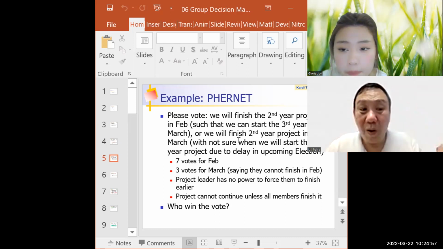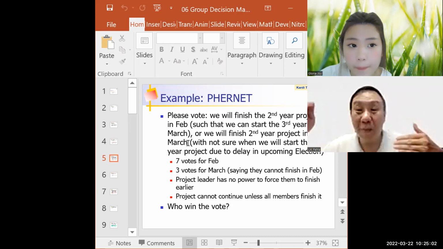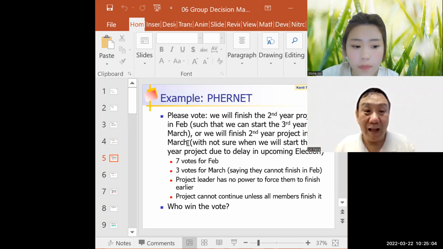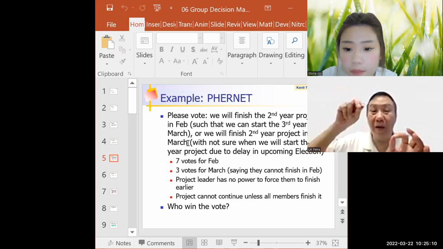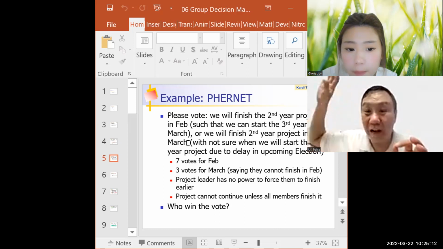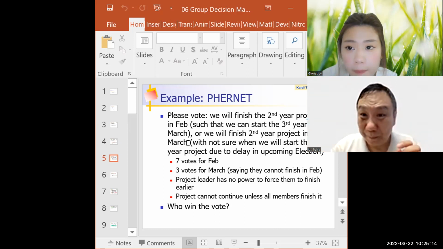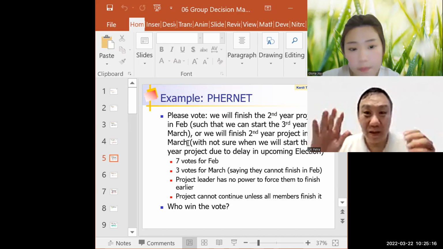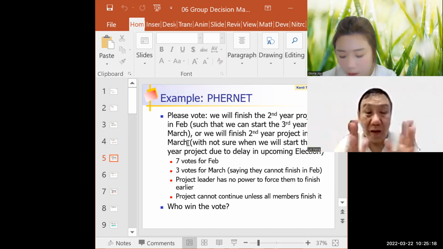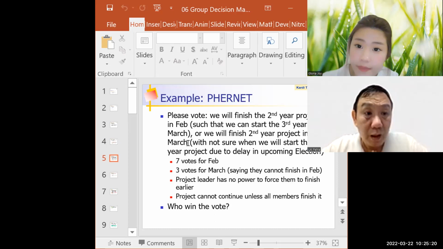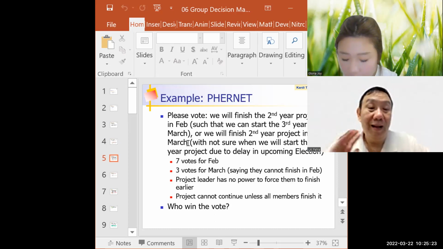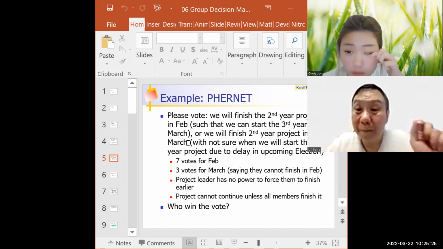That is one choice. Or we will finish the second year in March. So we delay 1 month. Okay, but at that time we are not sure when we will start the third year, because at that time we will have another general election in the country. So the budget may get delayed if we further delay just 1 month.